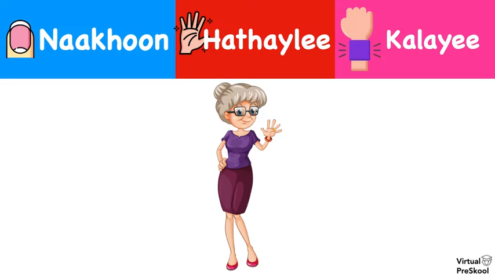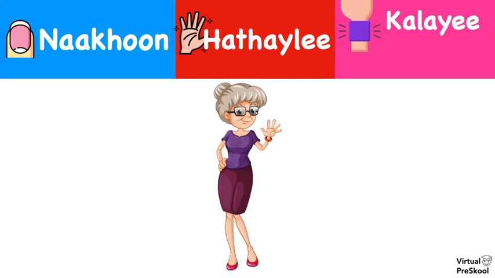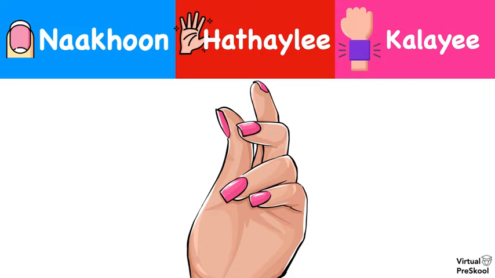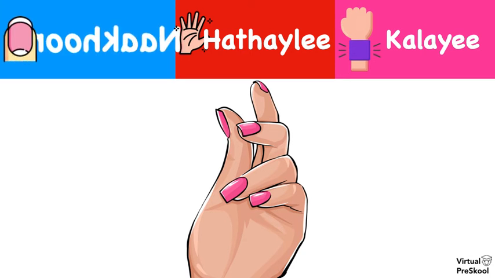This lady is wearing a bracelet on her wrist. Is wrist nakhun, hatheli, or galai? Galai. Wrist is galai. She has pink nails. Are nails nakhun, hatheli, or galai? Nails are nakhun.